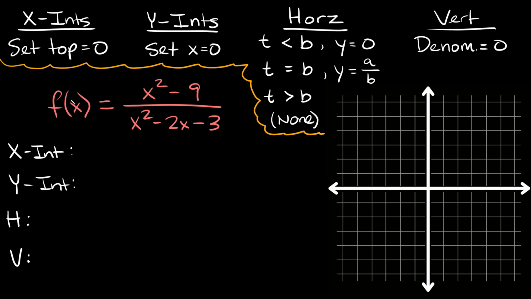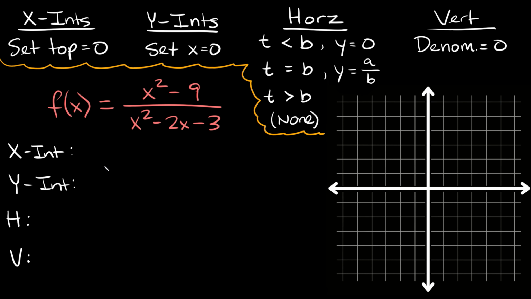All right, here's the last example we're going to go over. So here's f of x is equal to x squared minus 9 over x squared minus 2x minus 3. So before trying to figure out the x and y intercepts, the first thing you want to do on a type of problem like this is see if you can factor this. And the reason for that is because there might be common factors that you might be able to cancel out.